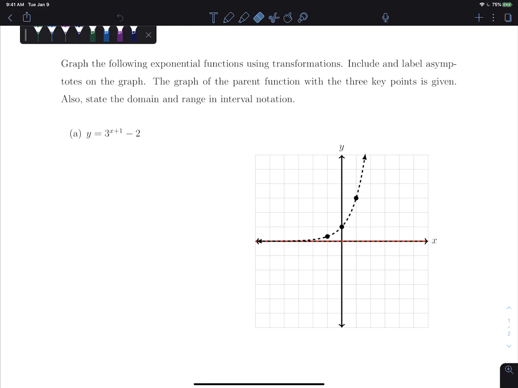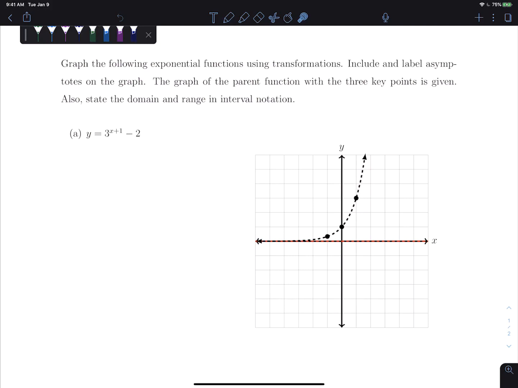Hello. In this video, we're going to look at graphing an exponential function using transformations. So we're going to graph the following exponential function using transformations, include and label asymptotes on the graph. The graph of the parent function with 3 key points is given. Also state the domain and range in interval notation.